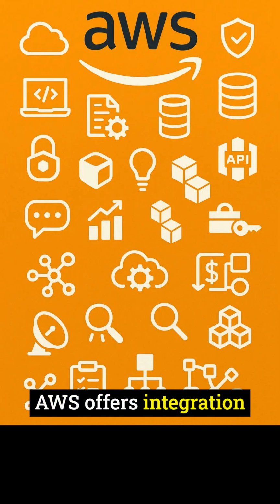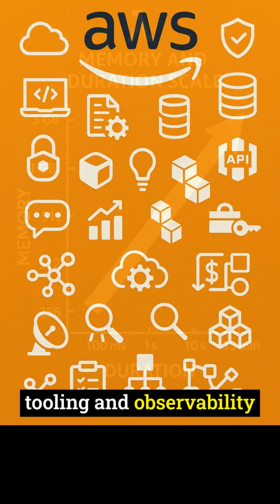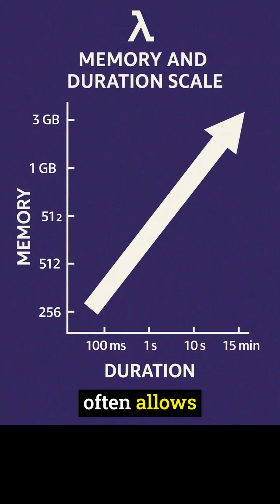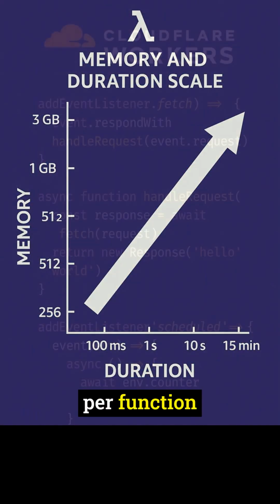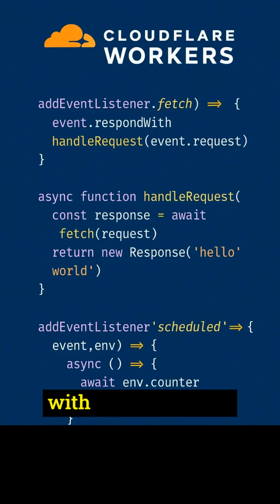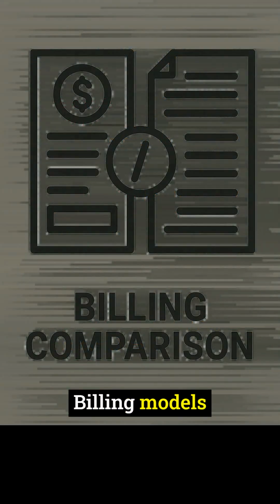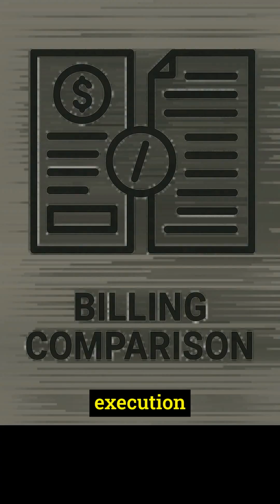AWS offers integration with other cloud services plus extensive developer tooling and observability. Amazon serverless often allows larger memory and longer maximum execution durations per function. Cloudflare Workers favor small, lightweight code running close to users with brief durations. Billing models differ a bit between providers, though both charge by compute and execution.